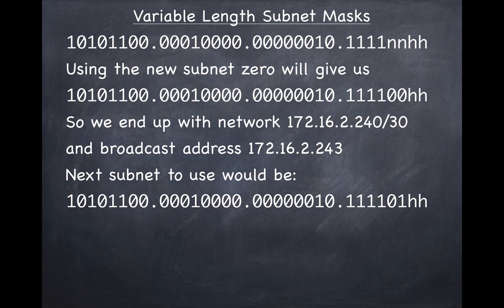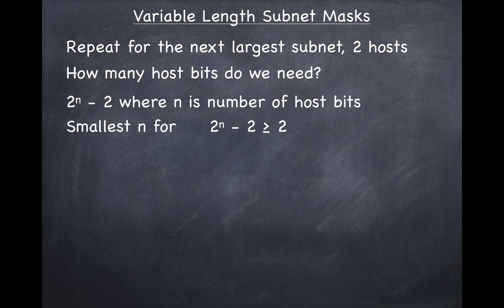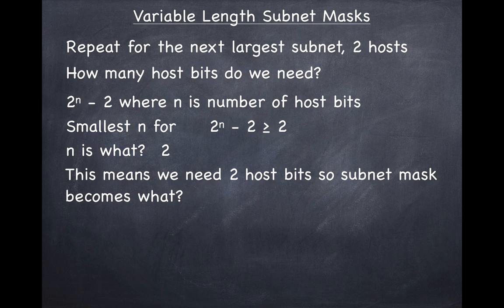We're going to go through and do that. So again, we need 2 hosts. We've already solved this equation. Found out that n is 2. Again, that means that we need 2 host bits to figure the subnet mask. 2 host bits is a /30.